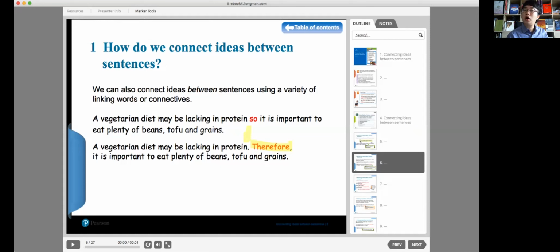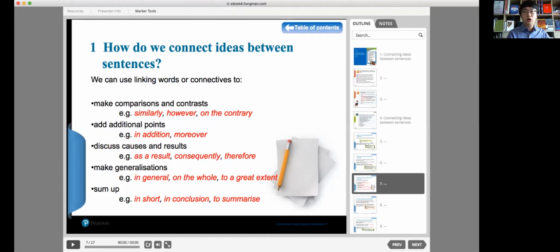To discuss causes and results, we have just mentioned some examples, right? Therefore, so. Here we have some examples like as a result, consequently, and therefore. These are connectives which help discuss these causes and results. How about making generalizations? We can use words like in general, on the whole, and to a great extent. Last one, to sum up, we can use connectives like in short, in conclusion, or to summarize.